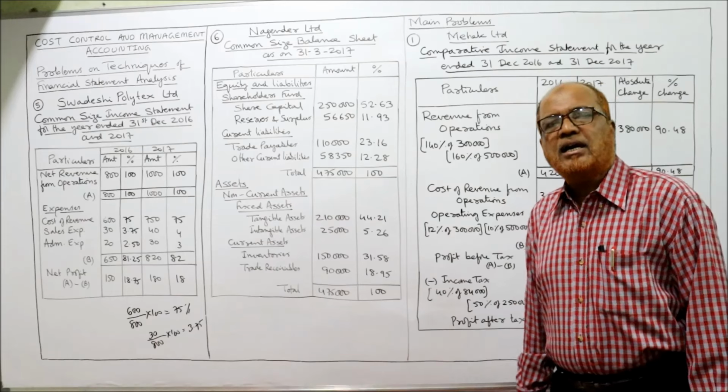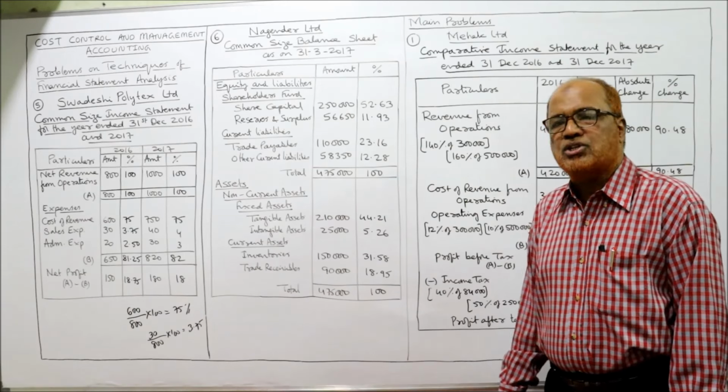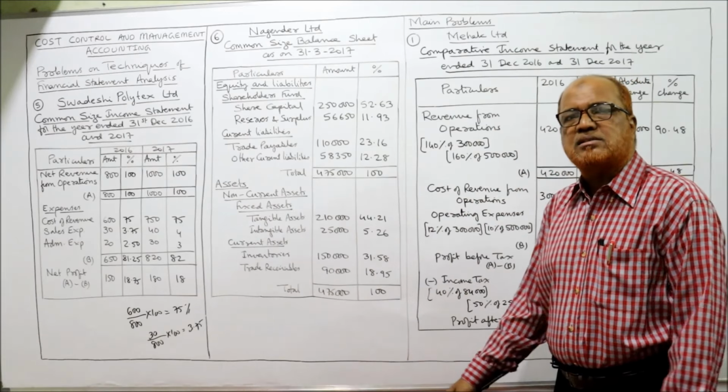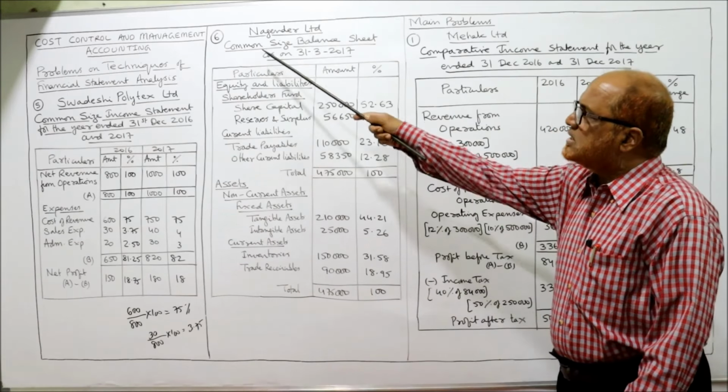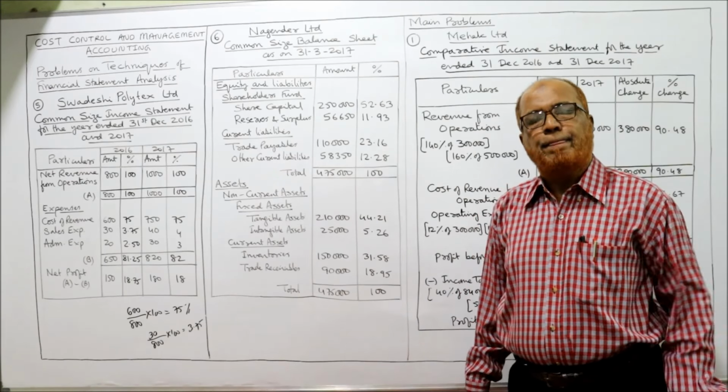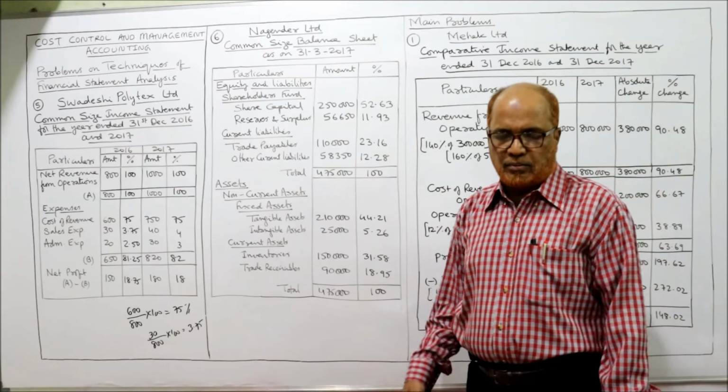This is the technique of common size balance sheet. This is the common size income statement and this is the common size balance sheet. Totally 6 problems. 6 short problems I have completed. Now I am coming to the main problems.